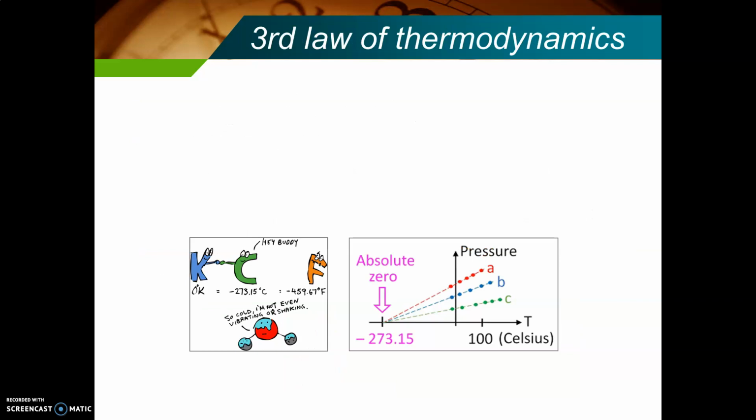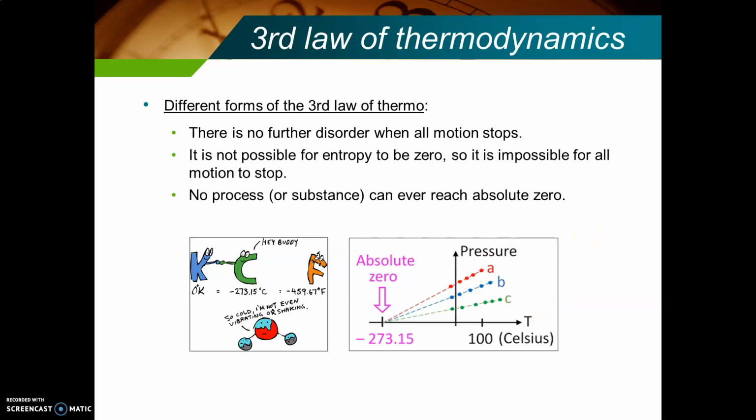All right, the last thing that we have to look at then is the third law of thermodynamics, which is rather short and sweet. And the third law says there is no further disorder when all motion stops. I mean, picture that. Everything stops. It's not getting out of order anymore. But that's impossible because the second law says that entropy will always increase. So since entropy cannot be zero, it is impossible for all motion to stop. And that implies that no process or substance can ever reach absolute zero, because in absolute zero, everything would stop.